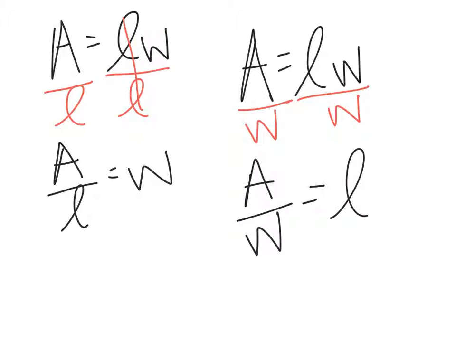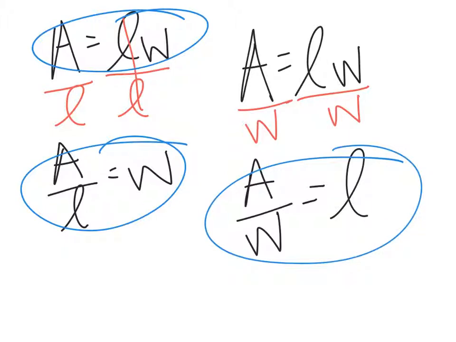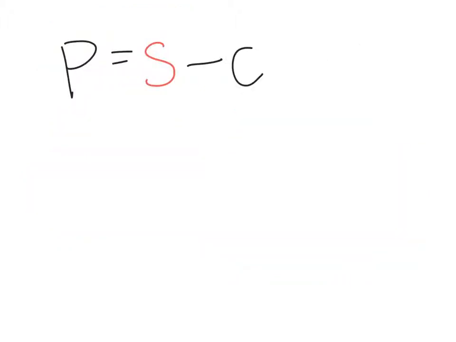And now we have 3 different equations, all from 1. Area equals length times width actually gives us width and length equations. Cool, right? Okay, so let's solve for S here.